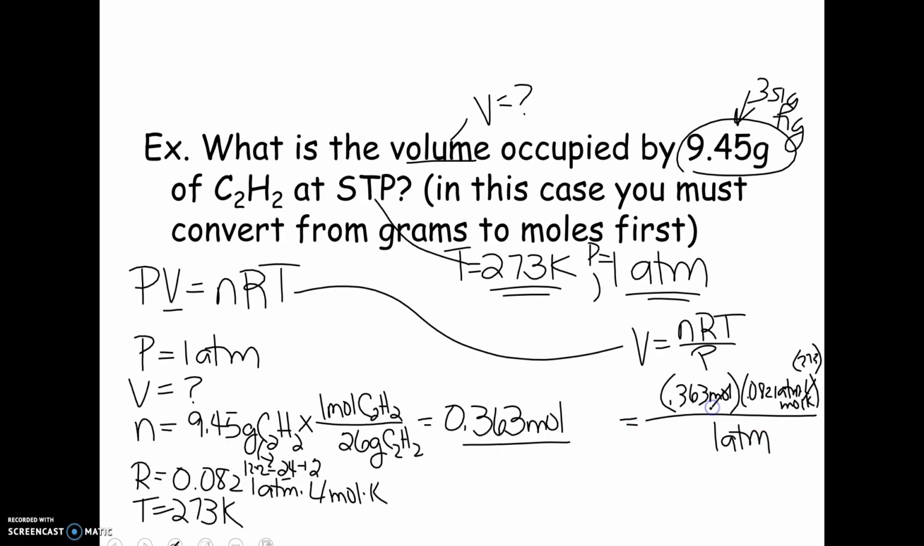Notice our units. Moles will cancel with moles, Kelvin will cancel with Kelvin, atmosphere will cancel with atmosphere, and our answer should be in liters, which makes sense. So 0.363 times 0.0821 times 273, and I get 8.14, because we have 3 significant digits in our answer. Liters should be our correct volume. So that's how you would calculate this one. The only extra step is that you had to convert to moles from grams.